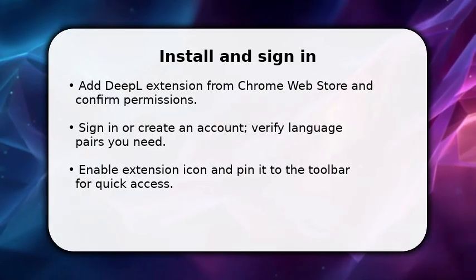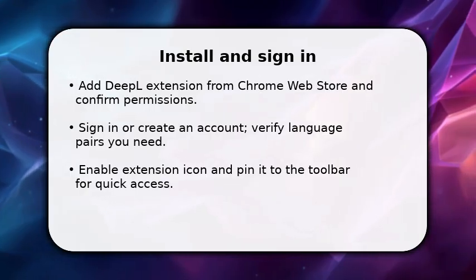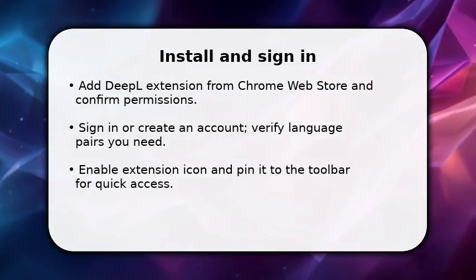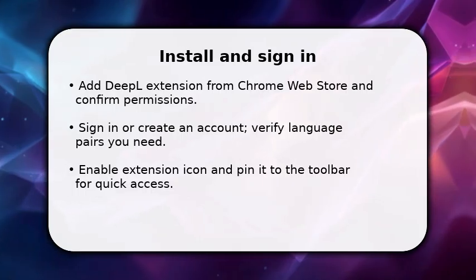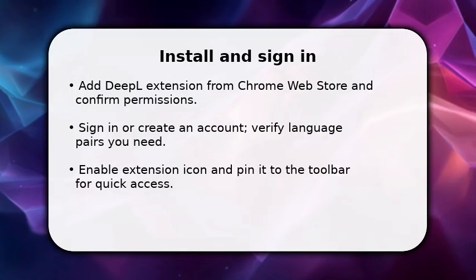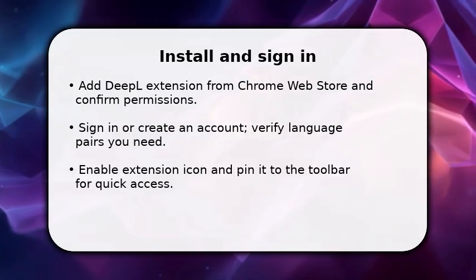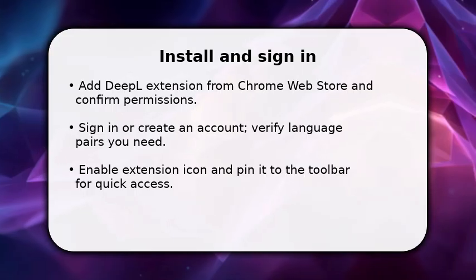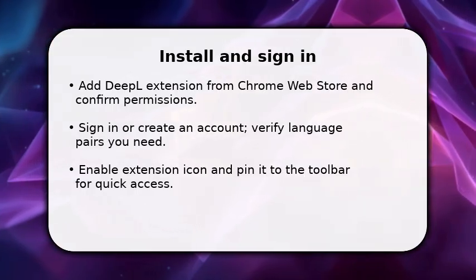You'll start by installing and signing in. Open the Chrome Web Store, add the Deepl extension, and accept the requested permissions so it can read page text. Once done, sign in or create an account to unlock preferences and cloud features. This matters because some features require authentication.